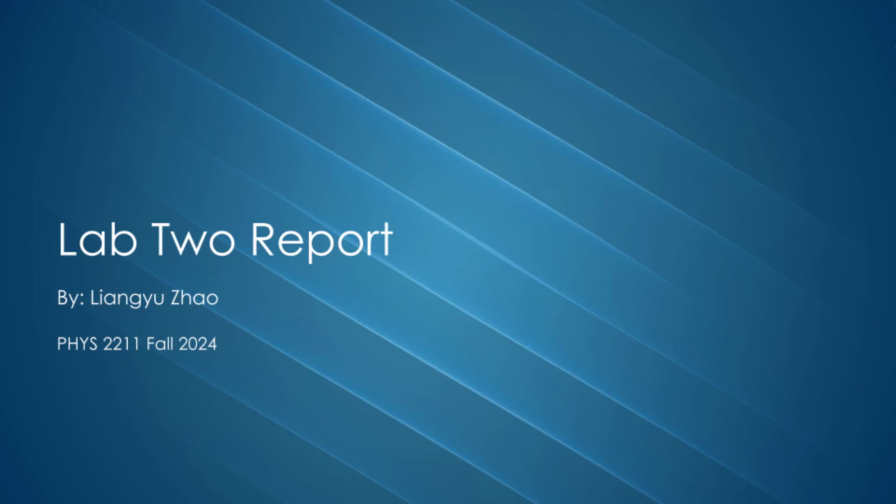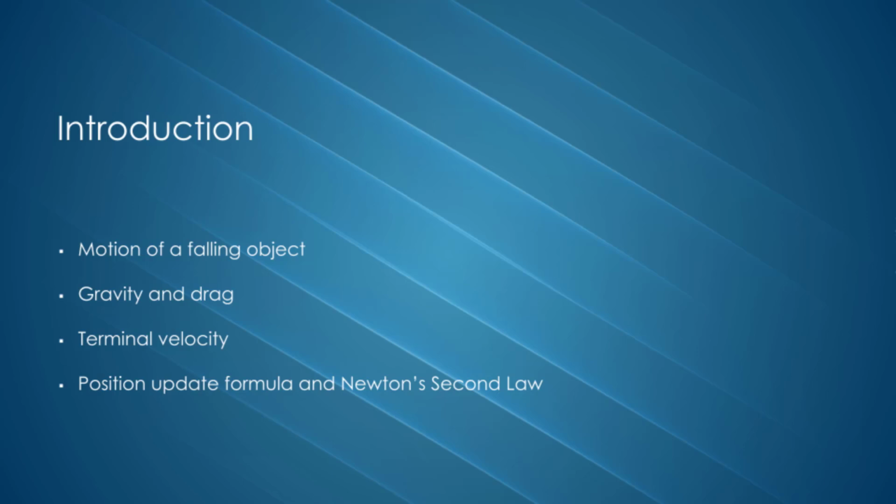Hello, this is my lab report for Lab 2, Motion of a Falling Object. So, like the title suggests, this lab focuses on the motion of a falling object. It involves gravity, drag, and terminal velocity. For our model, we will use the position update formula and Newton's second law.